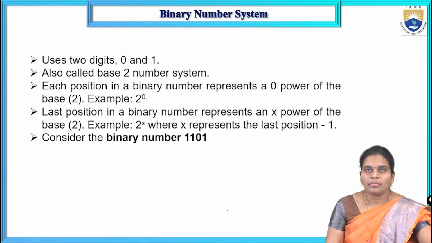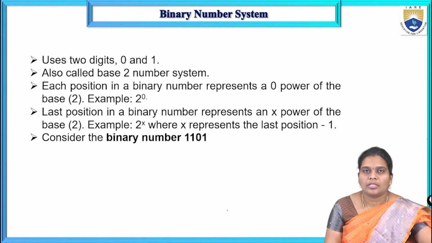Next one, the binary number system. In the binary number system we have only 2 digits, zeros and ones. The base value is 2. Here we multiply the values with 2 power 0, 2 power 1, 2 power 2, 2 power 3 like this. Here also fraction values are there, so the point right side values are multiplied with 2 power minus 1, 2 power minus 2, 2 power minus 3 like this.